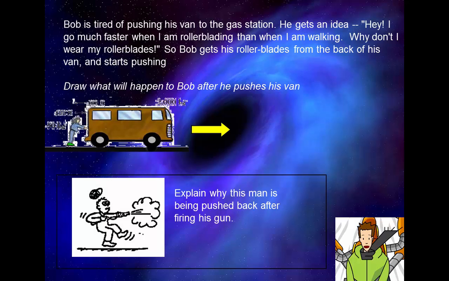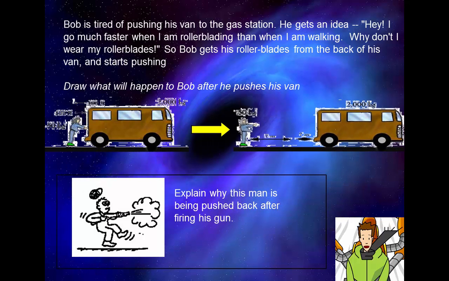So, is rollerblading still a thing? Yes. How about roller skating? All right, so anyway, as Bob pushes against the van with his rollerblades on, is it going to be effective? No, he has much less friction, so what's going to happen to him? He's going to go backwards. He's not going to be pushing the van forward. The van is going to be exerting a force on him in the opposite direction, and he's going to get pushed backwards.